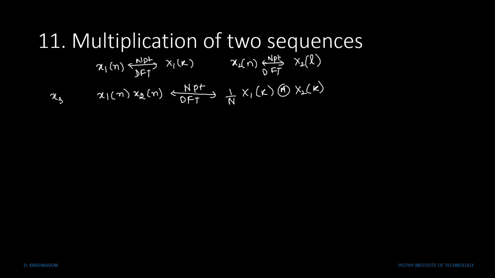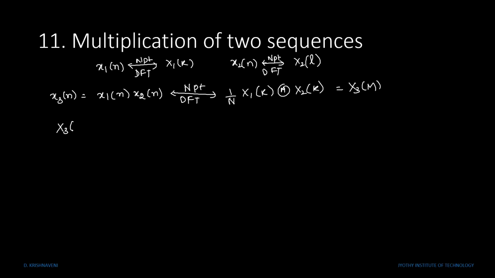So I'll write this as x3 of n, and this I'll take it as X3 of k. Instead of, I used k here, l here, so let me use another variable, for example, m. And we can see that this property is dual to circular convolution property. In circular convolution property, circular convolution in the time domain was equivalent to product of the individual DFTs in the frequency domain. And here, circular convolution in the frequency domain is equivalent to product of the individual sequences in the time domain.